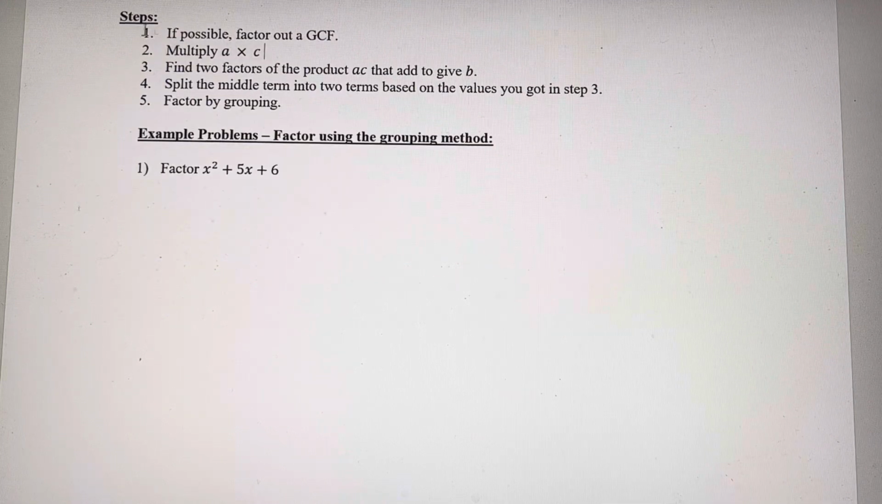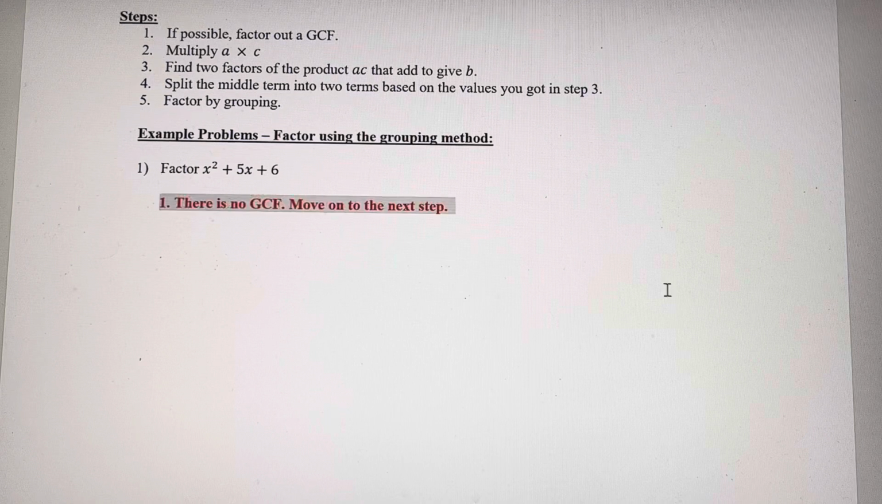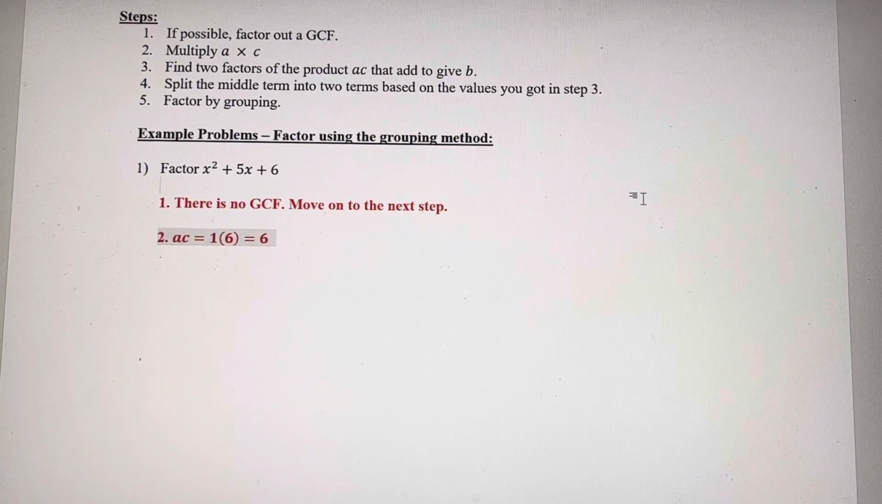So, step 1, is there a GCF? In this case, there's not. x squared, 5x, and 6 don't have anything in common, so we're going to move on to step 2. So, a times c. Remember, a is 1, c is 6. So we're going to multiply those two together. That product, a, 1, times c, 6, is equal to 6. So let's think about the factors that give us 6 and which of those factors combine to be 5.